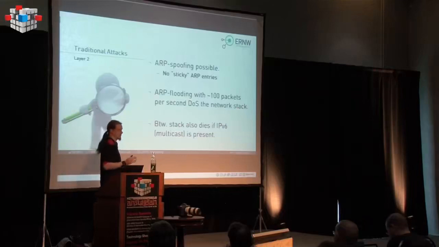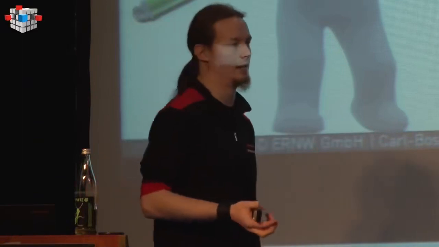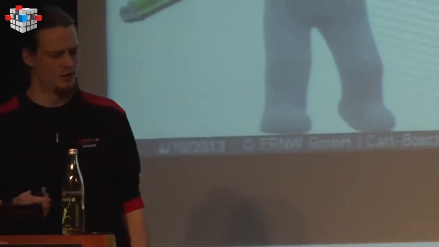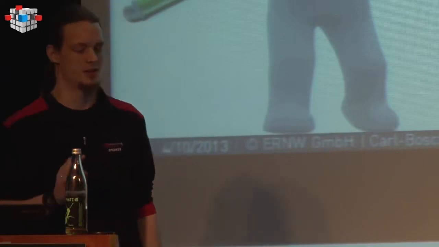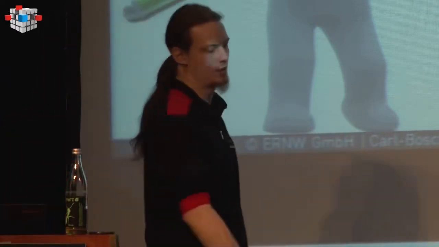Some funny thing we figured out: if you put this camera in a network which is IPv6 enabled, the network stack immediately dies. So I guess this is because it probably can't handle all the multicast traffic, but I'm not quite sure. I just figured out, okay, the camera is not working, so you better disable IPv6. So there's nothing fancy here, nothing new.